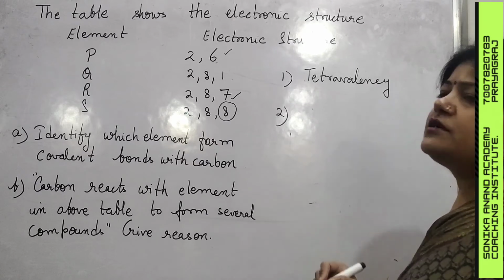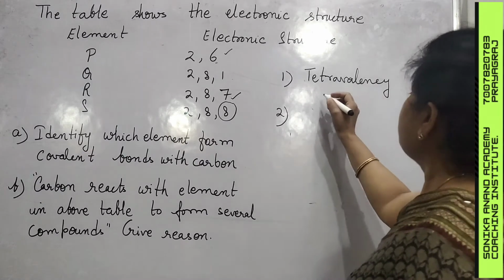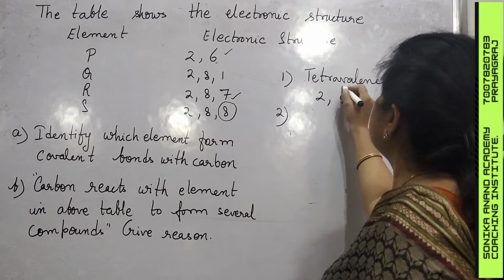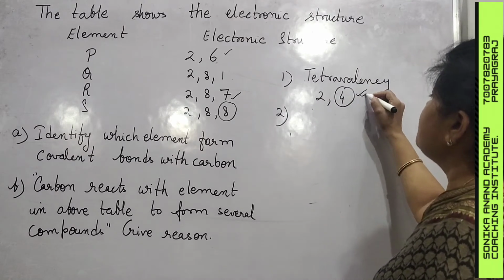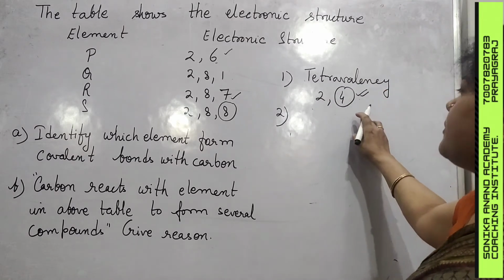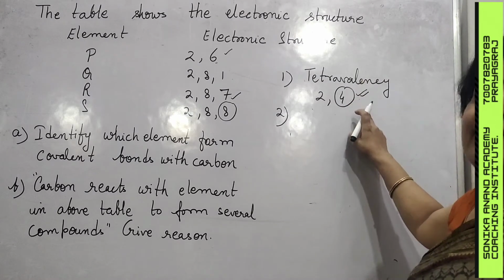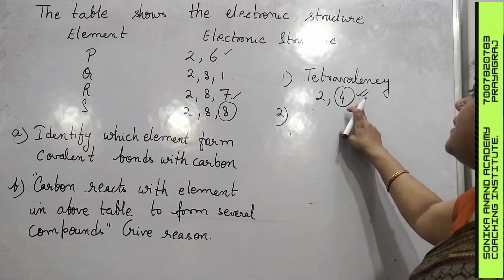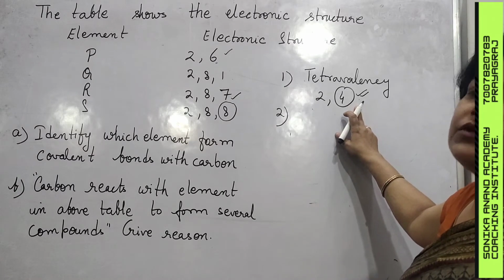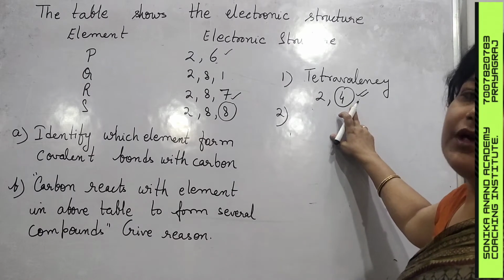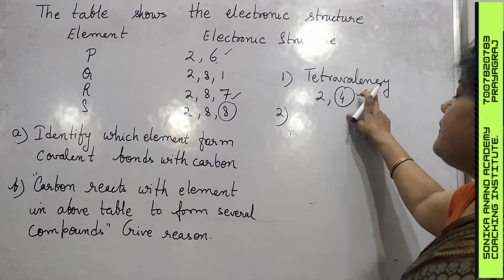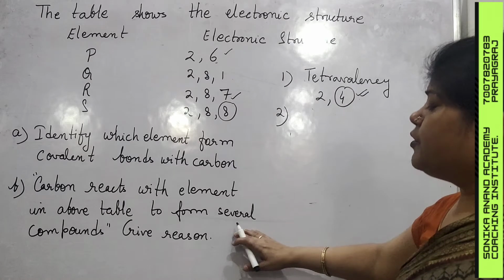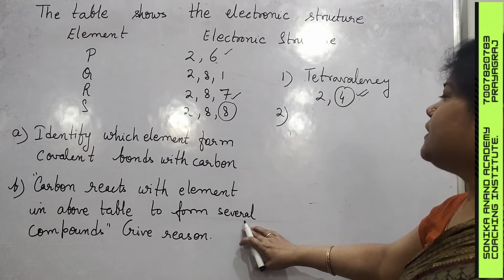Now, what is the tetravalency of the carbon? That means, as we know, it has the electronic configuration 4. That means carbon has 4 electrons in its outermost orbit. So, it is a tetravalent element and can easily form a lot of compounds by just sharing the 4 electrons. Okay. So, tetravalency of the carbon makes it possible to form the several compounds of the carbon.